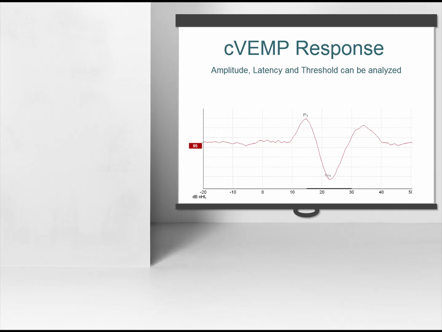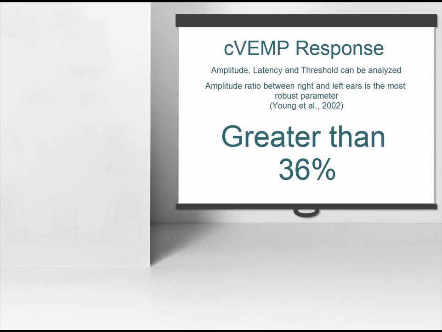The amplitude, latency, and threshold can all be measured and interpreted with the cVEMP. However, the most robust parameter to analyze is the amplitude ratio between right and left ears. It has been documented that a difference of 36% is indicative of dysfunction.